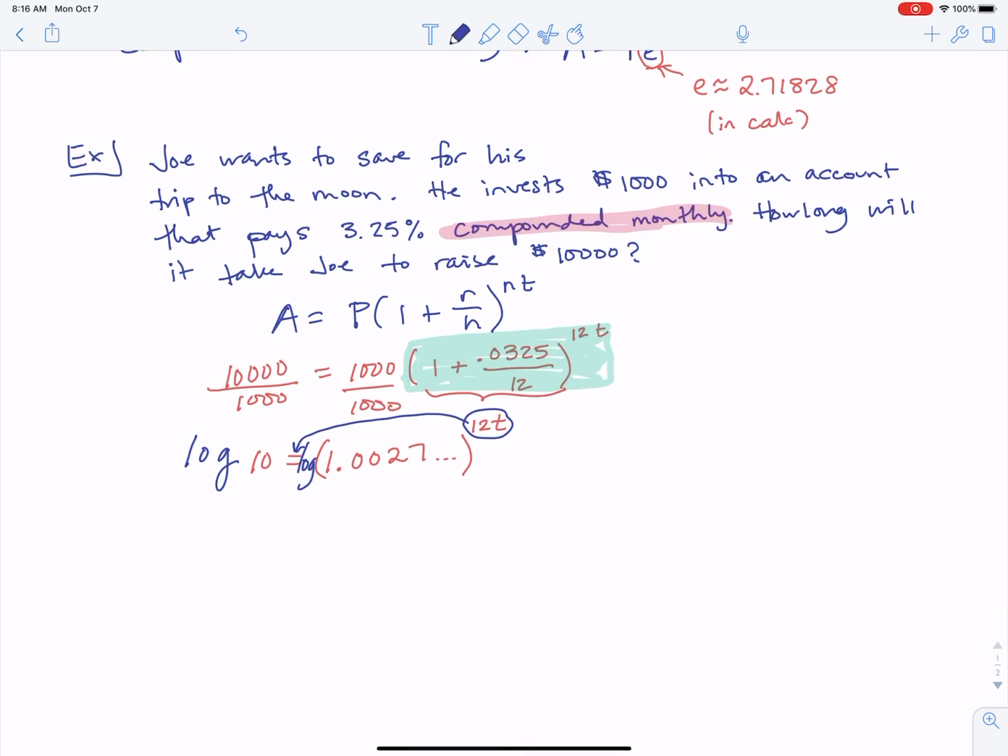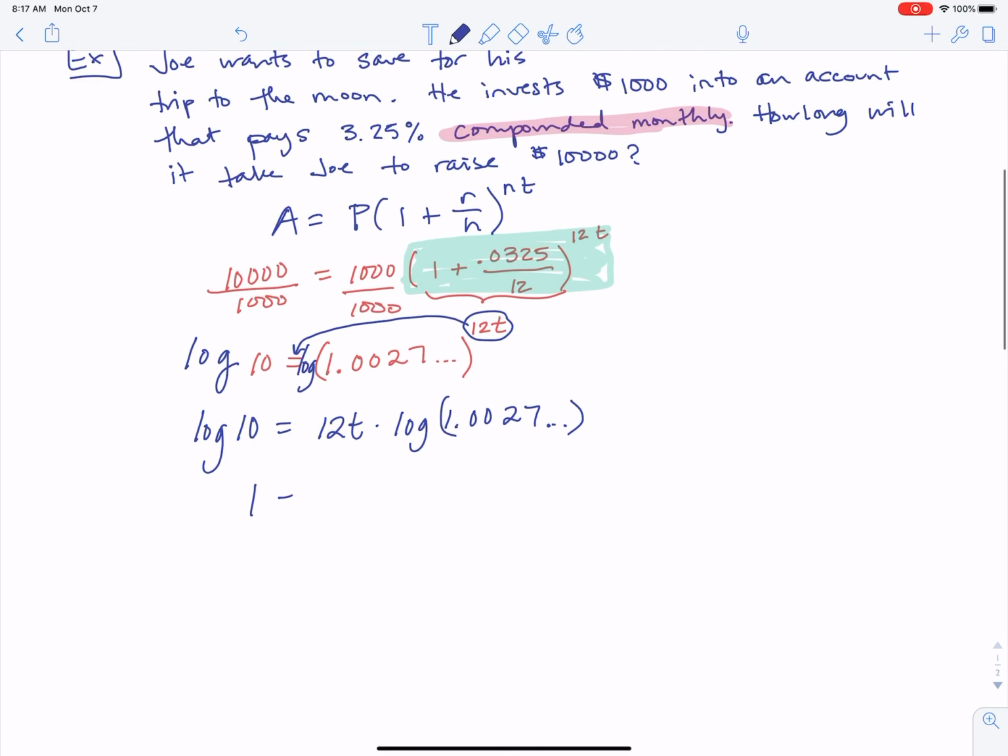Okay, so we have log 10. I'm just going to rewrite for clarity. We have log 10, and then on the left we have 12t times log of 1.0027, blah, blah, blah. On this side, log 10 cancels out. That is amazing. We get 1 equals 12t times log of blah, blah, blah. Whoa, too many zeros. Not enough zeros. 1.0027.